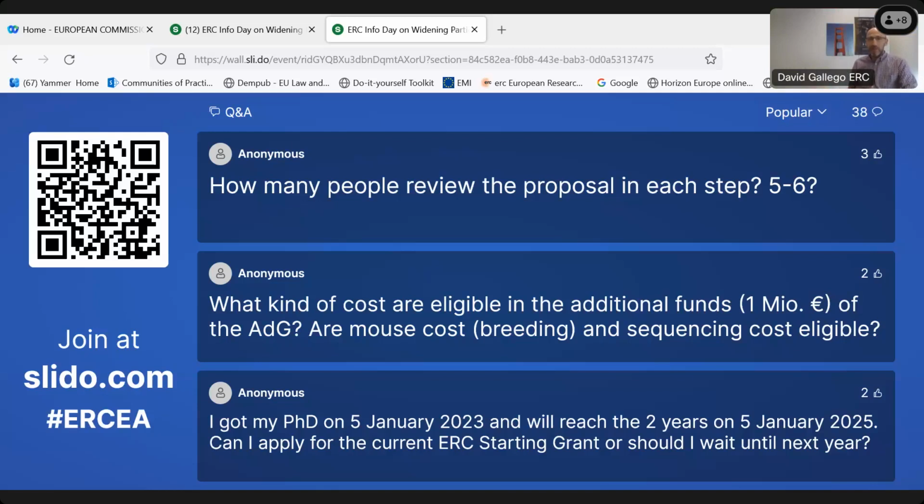At step 2, again, a minimum of 4 reviewers, 3 to 4 reviewers within the panel, and remote referees. Remote referees, it's a little bit random. It can run from 2 to 7, so it's a bit more random, but certainly more than 6 in total.